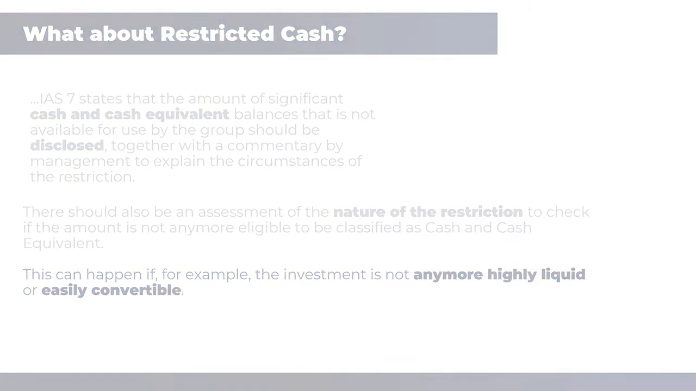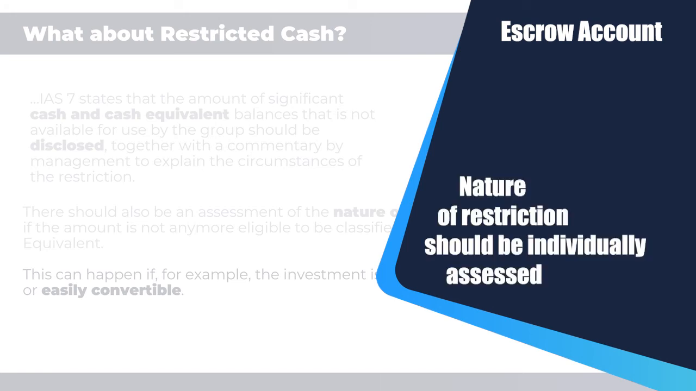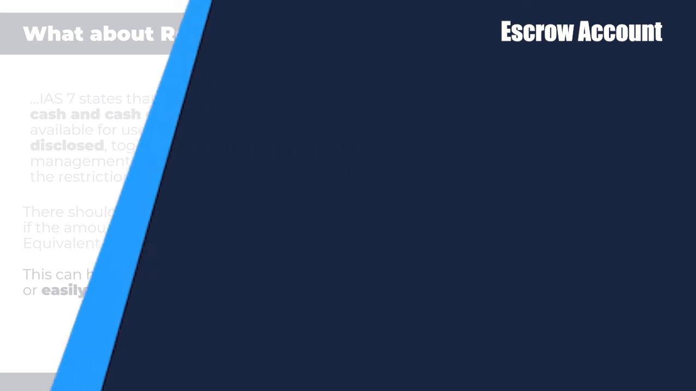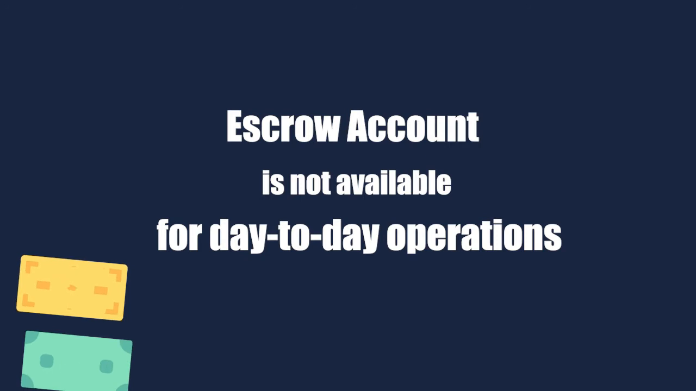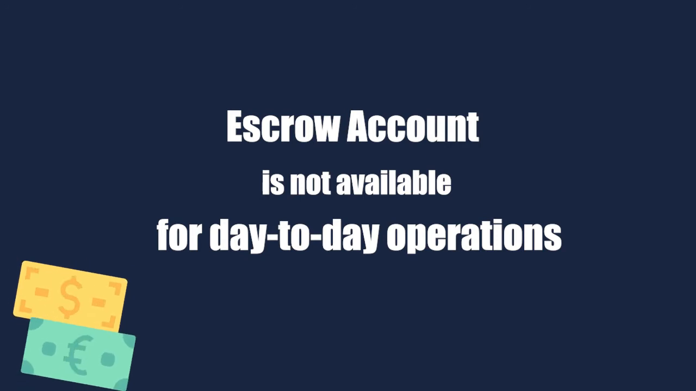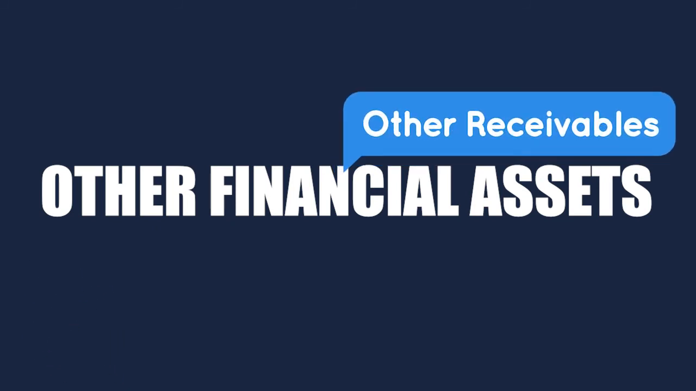For example, an entity may be required to formally set up an escrow account as part of a specific transaction or project. The nature of the restriction of access to the escrow account should be individually assessed to determine if it can still fall under cash equivalent. If, for example, the company is restricted from accessing the escrow account for day-to-day operations, it might be more appropriate to classify this escrow account as other financial asset, which is normally in other receivables in the balance sheet, rather than being included in the cash flow statement as part of your cash.